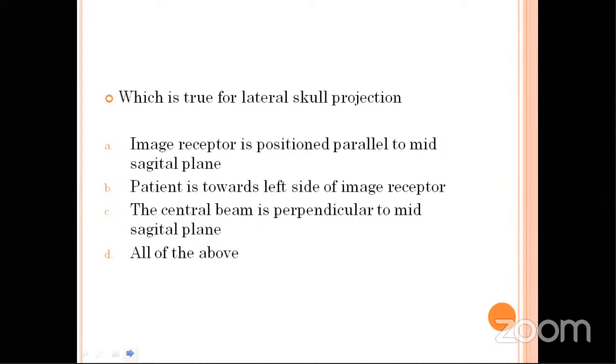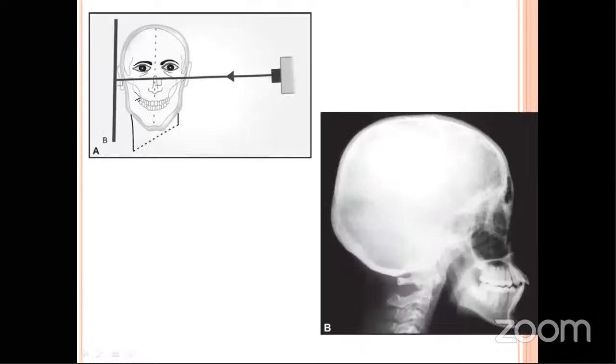Which is true for lateral skull projection? The image receptor is positioned parallel to the mid-sagittal plane. The patient is towards the left side of the image receptor. The central beam is perpendicular to mid-sagittal plane, all of the above. So it's all of the above. Okay. So the image is parallel to the sagittal plane. So the central ray is perpendicular.